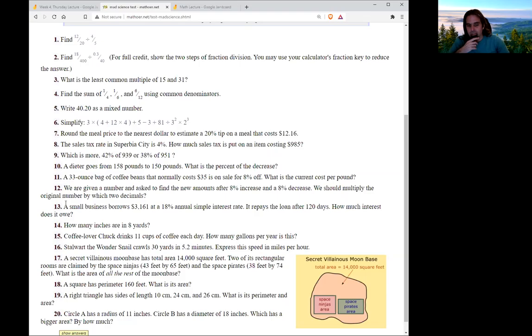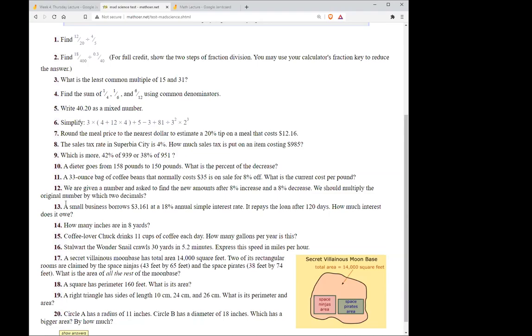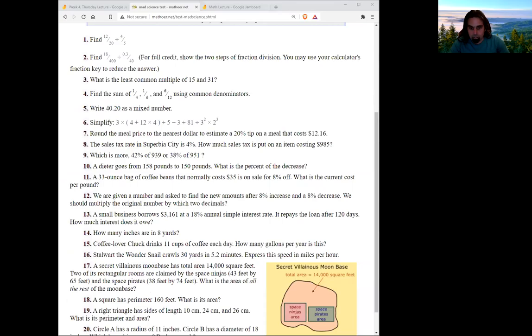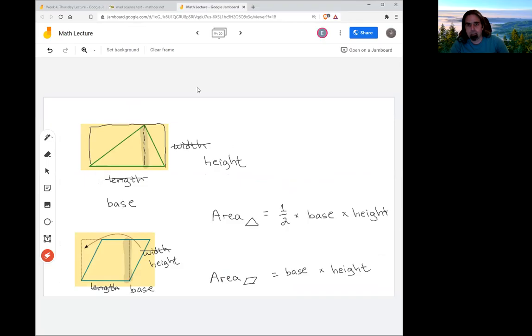Should we do 19, review the perimeter and area we just talked about? We never really had time for example problems. We can do that. Sounds good. Make it smaller so copies and pastes better.